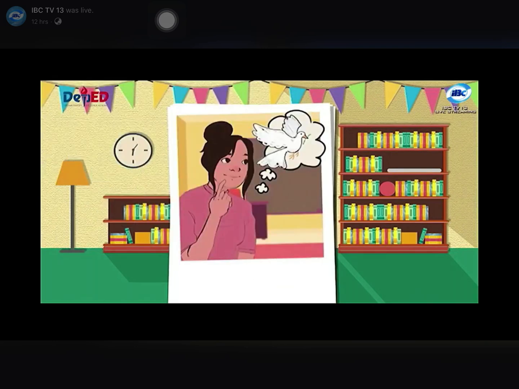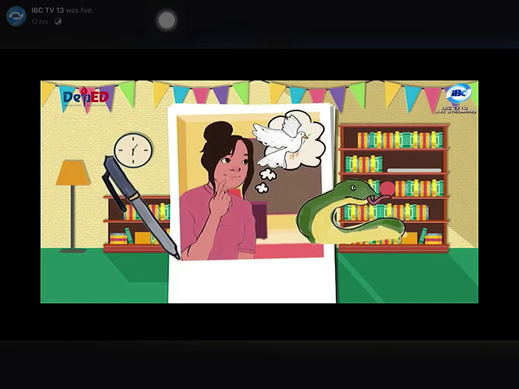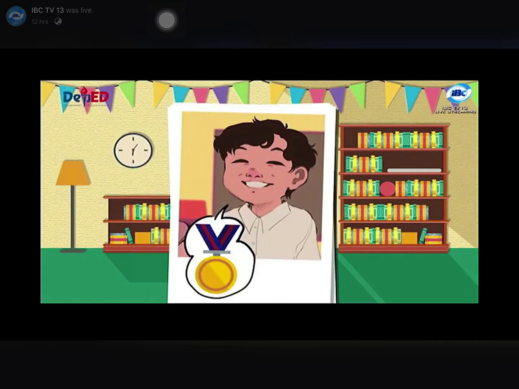"A dove is a bird, right?" said Miss Bell. "But it also symbolizes peace, love, or being a messenger," she explained. "A pen is an instrument for writing or drawing, and it symbolizes journalism. A snake is a reptile. It symbolizes being a traitor," she explained. With all the symbols discussed, Christian came up with a beautiful poster.